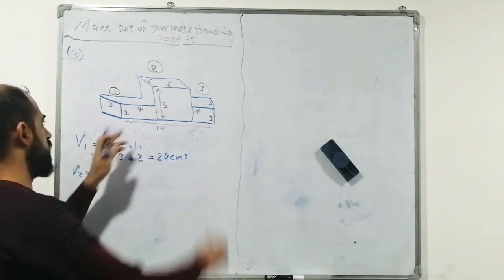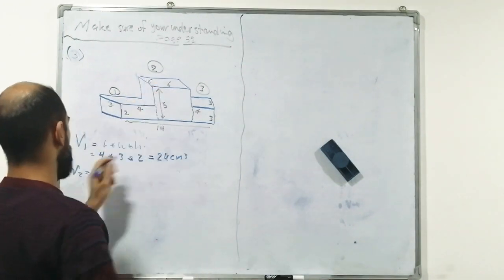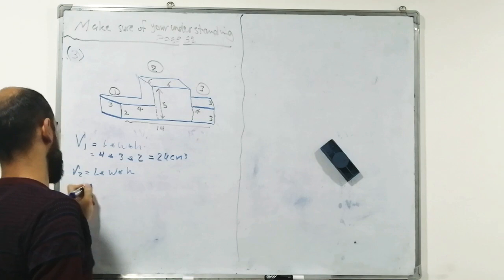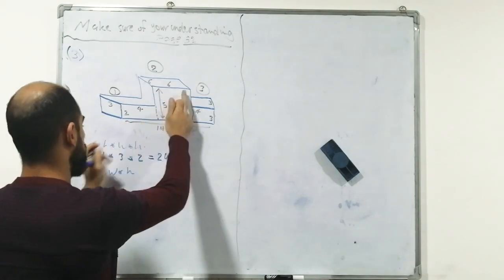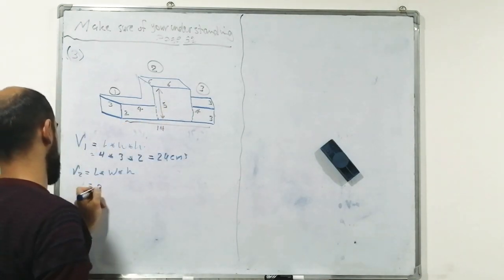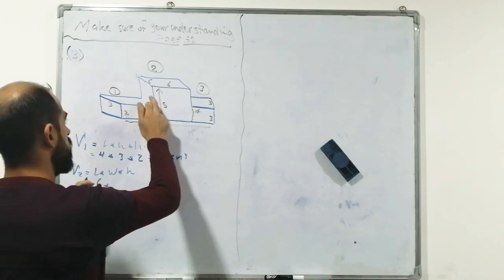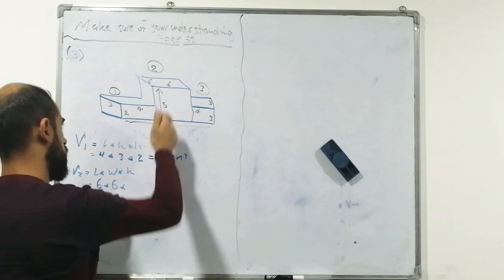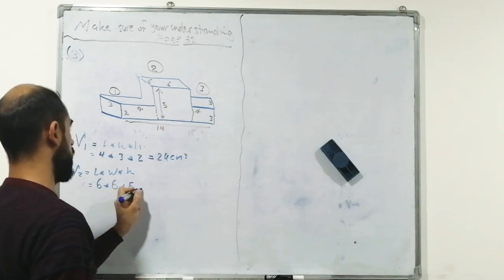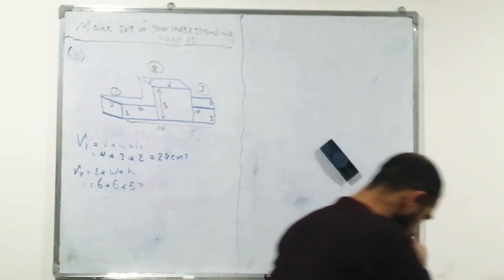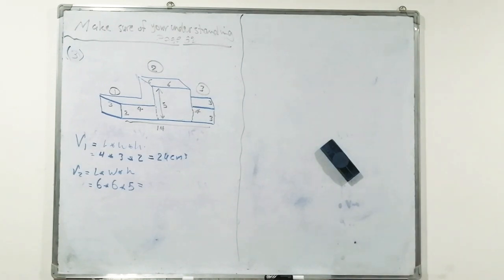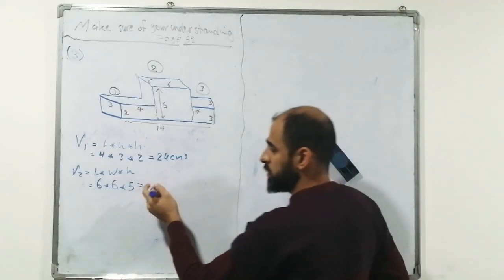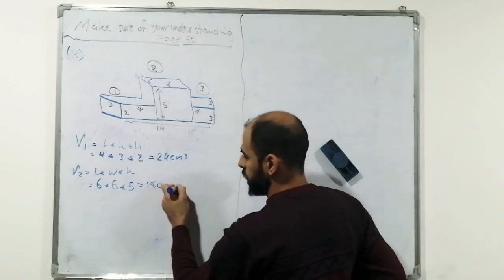Now the volume of the second shape, which is this parallelepiped: length by width by height. Its length is 6 centimeter. And its width is also 6 centimeter. And its height is 5. 6 by 5 is 30, by 6 is 180 centimeter to the power 3.